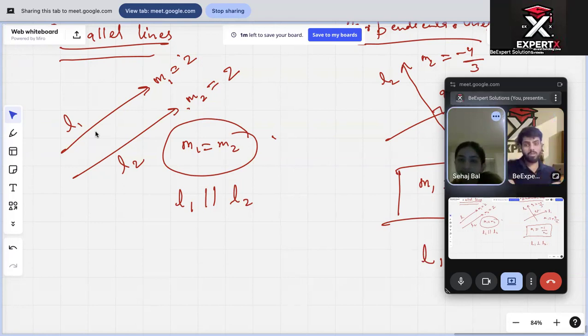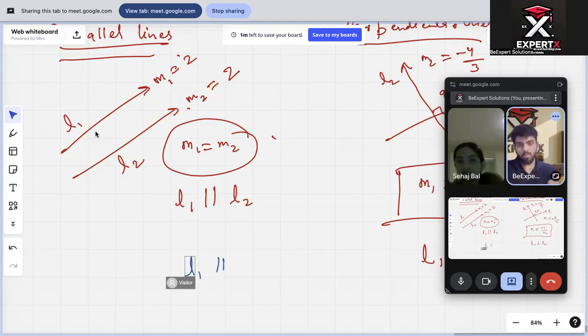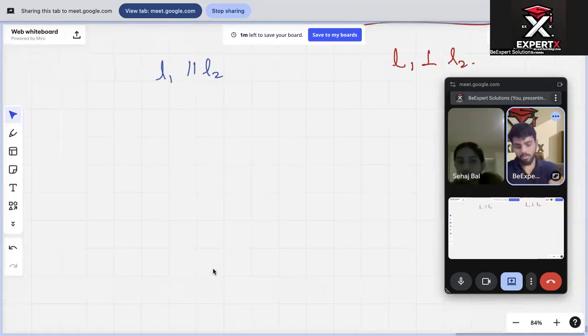No. Let's work out some problems on parallel and perpendicular lines. Let's say, Sehaj, we have a line over here. We can mention the line as L1 parallel to L2. Let me scroll down for you. And then the slope has been given to you. Some problems here.